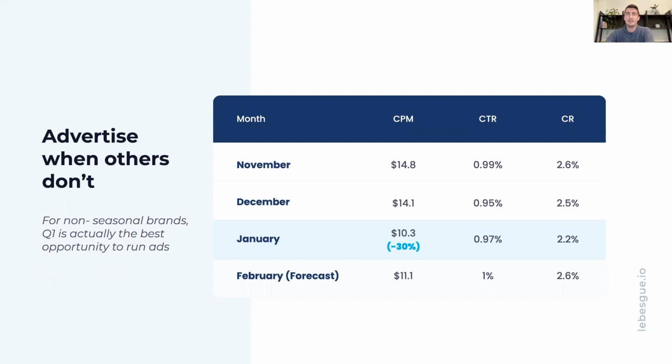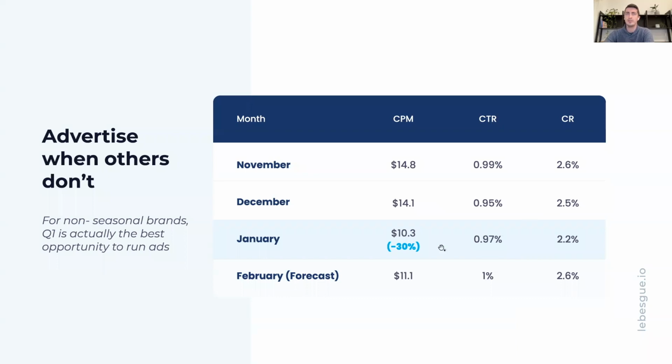We've run an analysis and seen that in November and December, the CPM is the highest, which really is expected because a lot of seasonal businesses are spending most of their advertising budgets in Q4, and they're doing a lot of sales. So the competition in the market really is high. Usually the click-through rates are also high, and the conversion rates are sort of the highest in November and December.